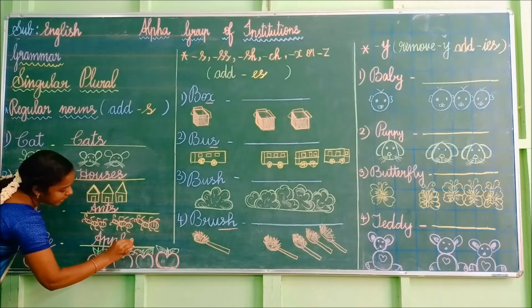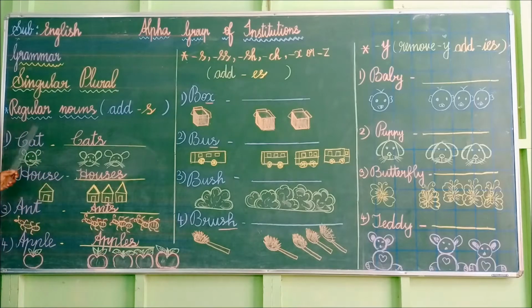A-P-P-L-E-S. So for the regular nouns, you have to simply add s to the singular noun to change the singular into plural. Have you understood, children? The plural form of cat is cats. The plural form of house is houses. The plural form of ant is ants. The plural form of apple is apples.